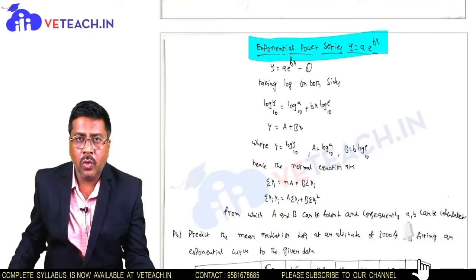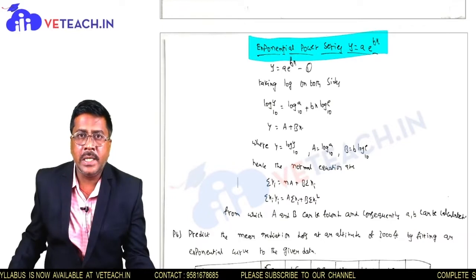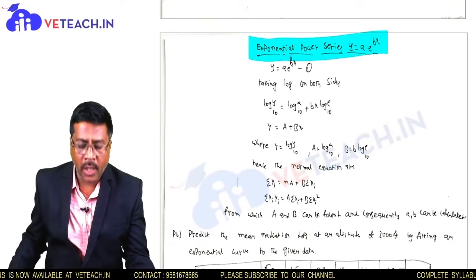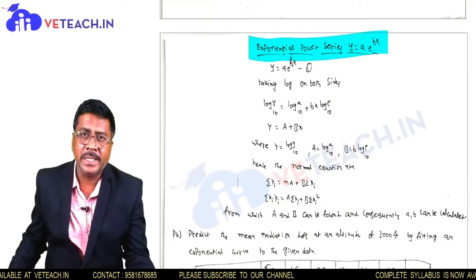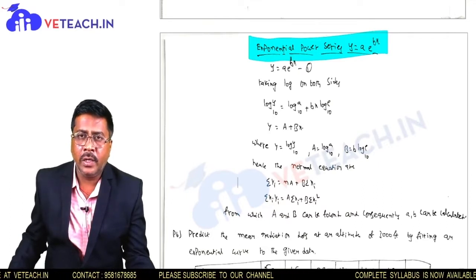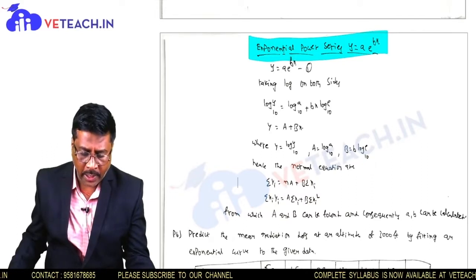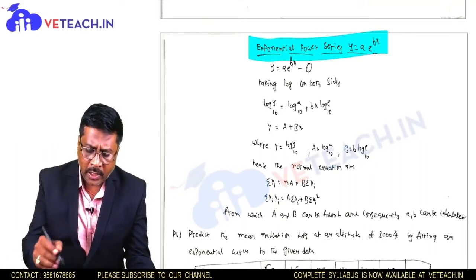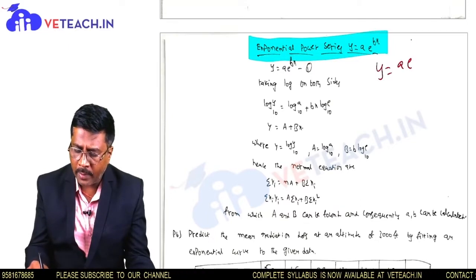So we have to learn the concept of how to fit the power series in the coordinate plane with the given data. In a similar way, that is the exponential series. How do we fit the given data into the coordinate plane? Basically, the exponential series is in the form of y is equal to a into e power bx.